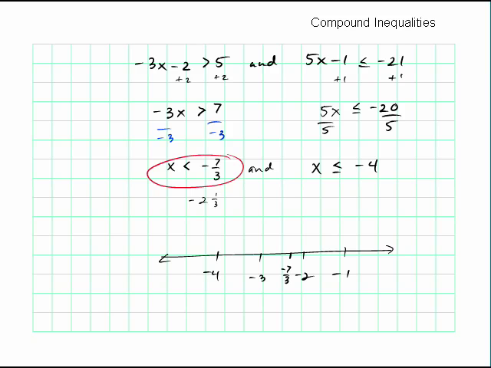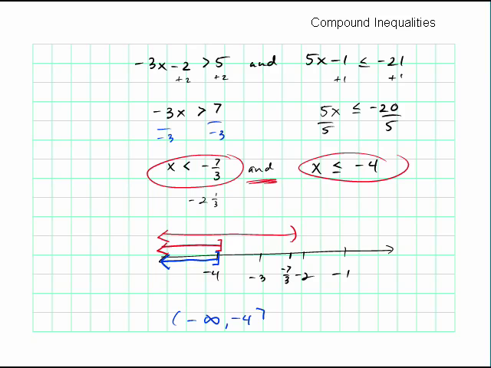x less than negative 7/3 would be those numbers. x less than or equal to negative 4 would be these numbers. This is an AND, so I just want the overlapped region, and notice that it's over here. Those are my solutions. In interval notation, that would be negative infinity to negative 4 bracket. There it is solved. Okay, so those are examples on how to handle intersections or AND statements in compound inequalities.